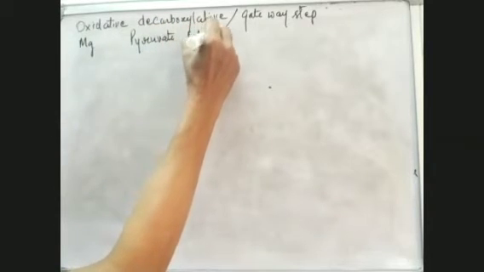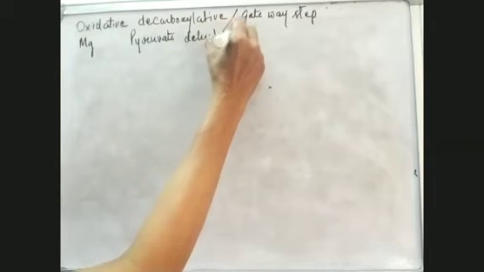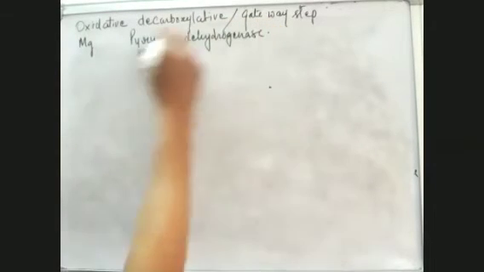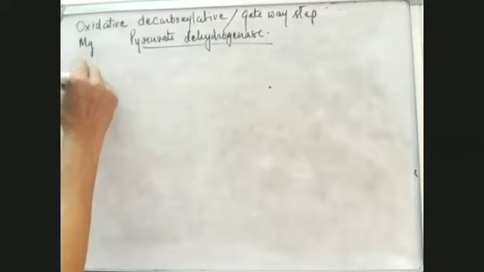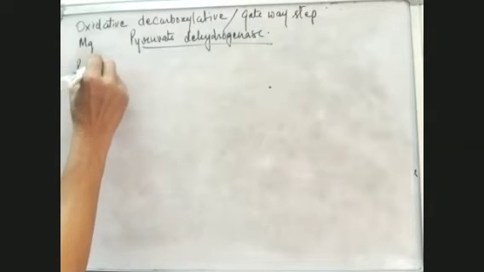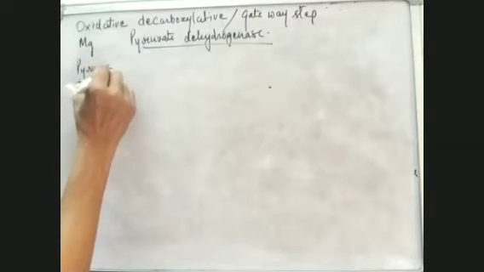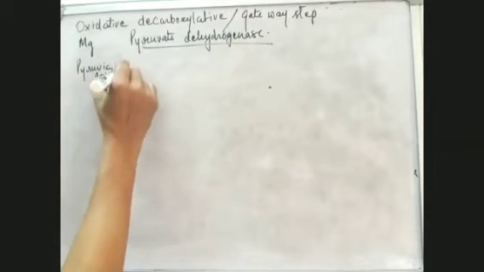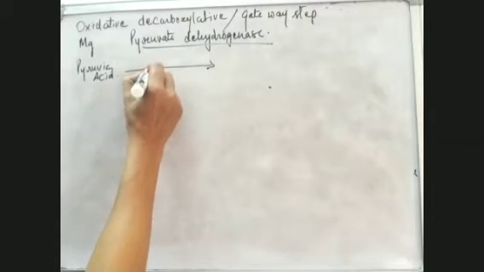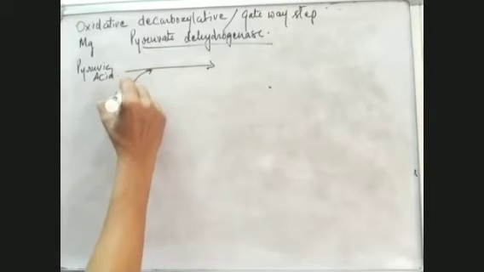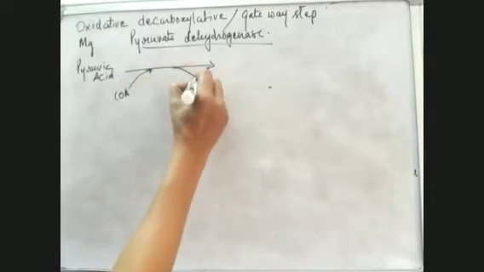Dehydrogenase. This enzyme is very important, which is utilized in the gateway step. And because of this gateway step, what happens? The pyruvic acid, which are two molecules, from them, the coenzyme A is added. Coenzyme A is added and CO2 is removed.